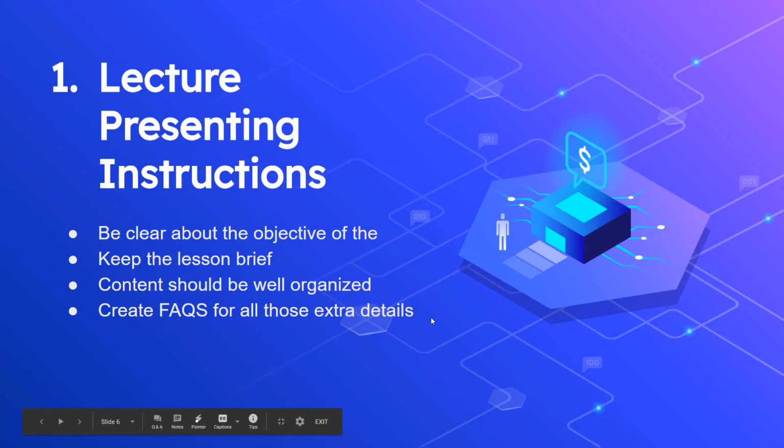Okay, here we go. Lecturing, presenting instructions, that kind of thing. Be clear about the objective of the lesson. Make sure kids know what it is you're trying to tell them. Keep the lesson as brief as possible. Content should be well organized. Create FAQs for all those extra details. So don't try to capture every single student question in your instructions. It's going to overwhelm kids. They're going to think it's super complicated. Just keep it simple, and then kids are going to have questions. Create that list of commonly asked questions.